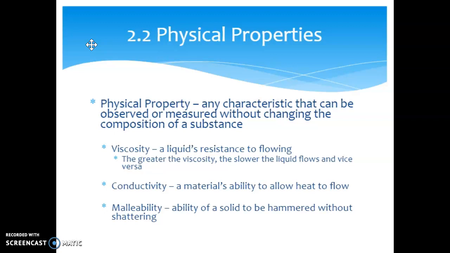So, by definition, a physical property is any characteristic that can be observed or measured without changing the actual composition of the substance. So what it means by that is that you can observe or measure this property, but it doesn't actually change what the substance is made out of, okay? So you won't change the actual chemical formula of what the substance is made of. So for instance, with physical properties of water, I wouldn't change the chemical composition of water. It would still be H2O, all right?